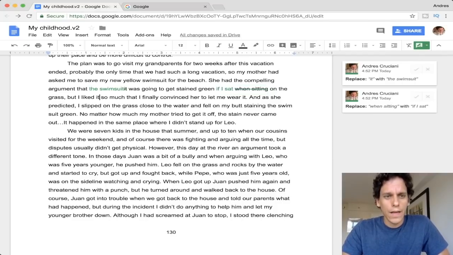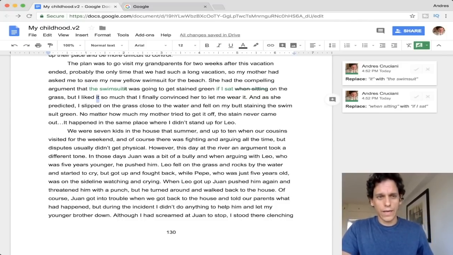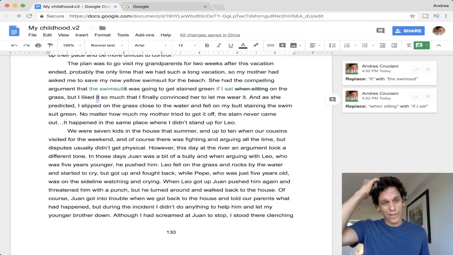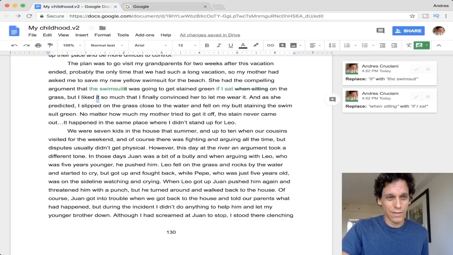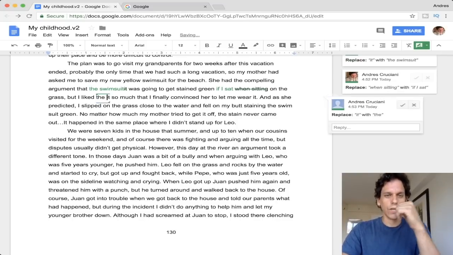Again, we have another ambiguous pronoun, same ambiguous pronoun, it. And here, as you may have guessed, it is referring to the antecedent grass. So I got to change it. But I liked the swimsuit so much that I finally convinced her to let me wear it.